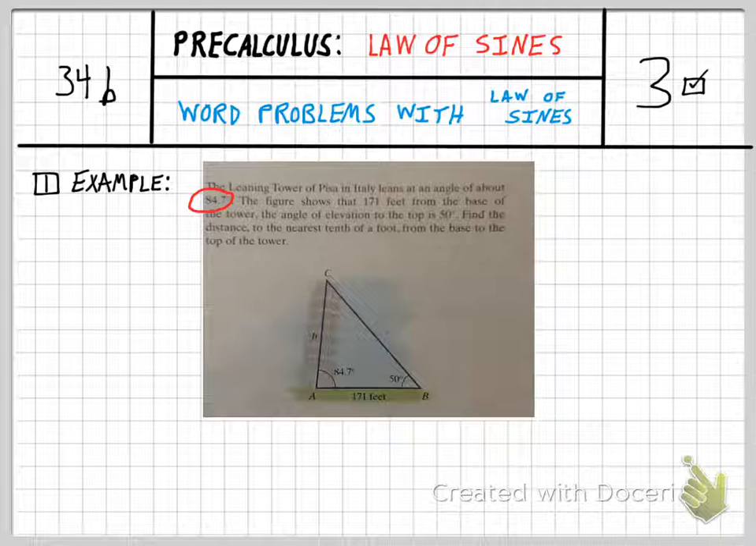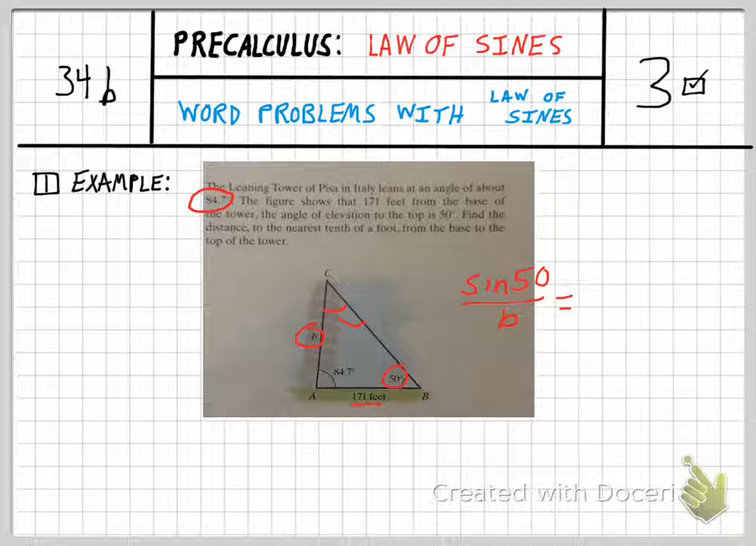Alright, so I'm going to look at my diagram here and think about my unknown, which is b, and think about the angle that's across from it. And right away I can set up a ratio because I know that the sine of 50 over b is going to be the same as any other ratio in the triangle. The 171 is a given piece of information, but notice I don't know the angle across from it. Good news is I can figure that angle out pretty quickly.